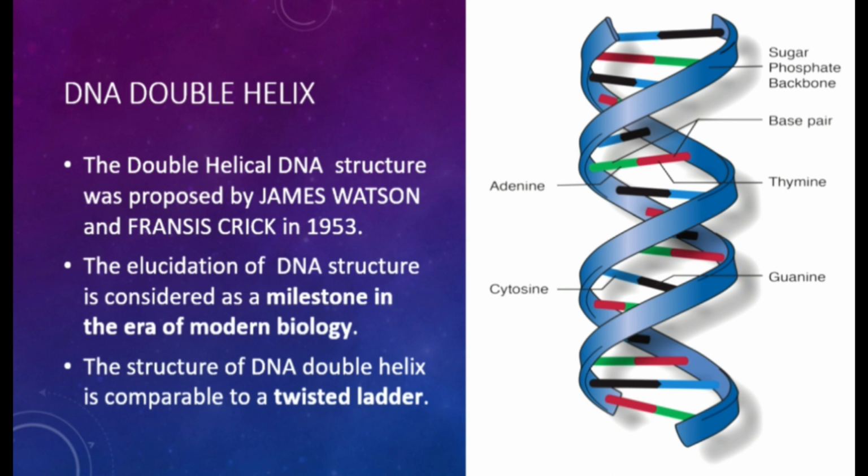The double helical structure is similar to the structure of a ladder which is twisted. So let's look here. This shows a structure of the ladder which is coiled around like a double helix structure. When this is unwound, you can clearly see a structure which resembles a ladder. So this is also known as the twisted ladder structure. So let's look into the salient features of the DNA.